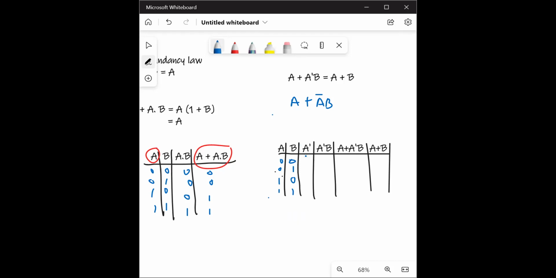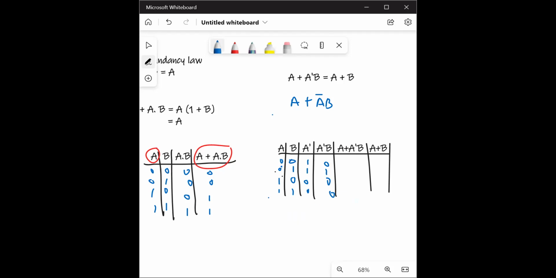Right, what is A bar? So we know A bar is 1, 1, 0, 0. Now we have to multiply A bar by B. So this is 0, this is 1, this is 0, right? This is 0. Okay.